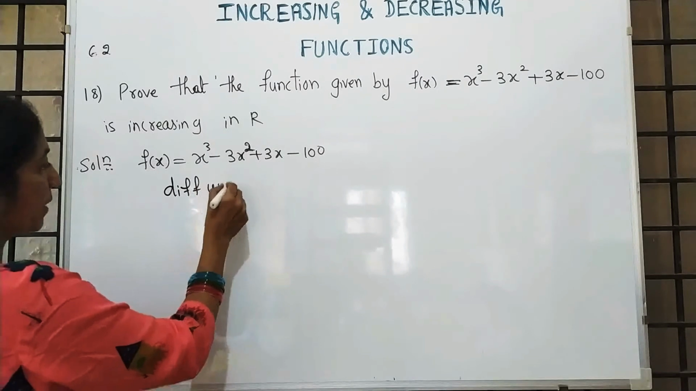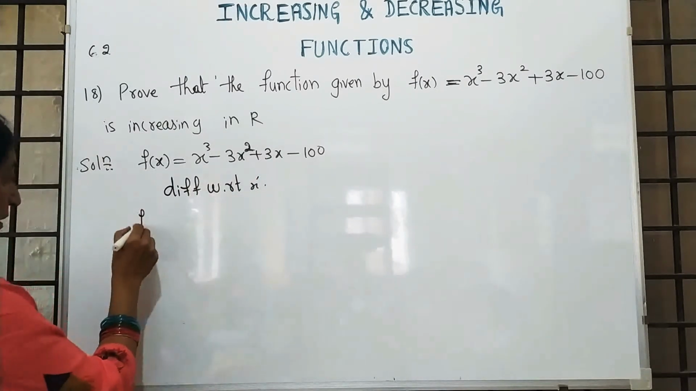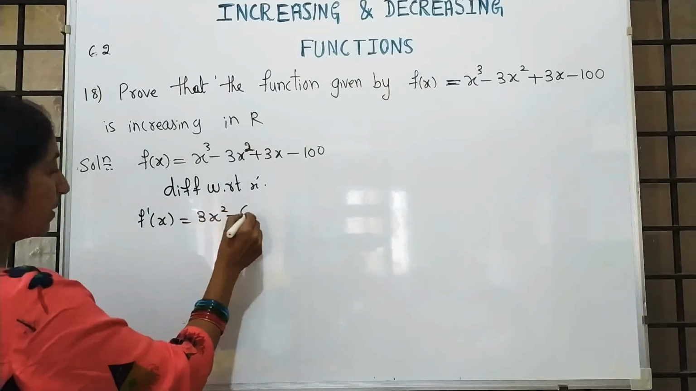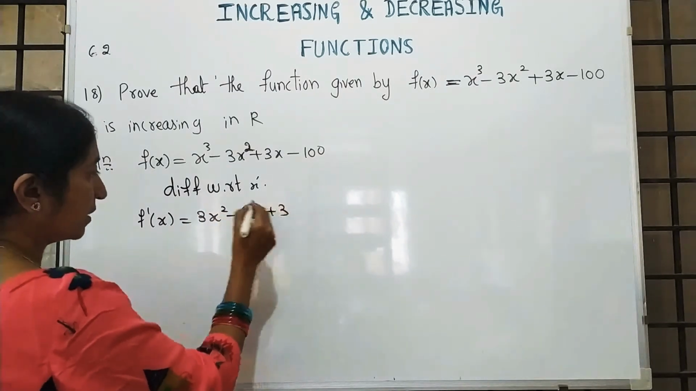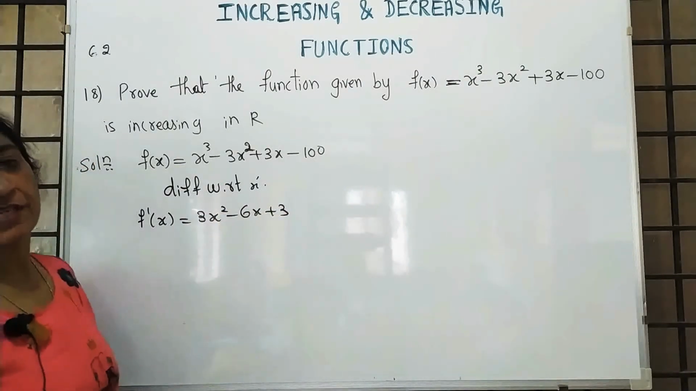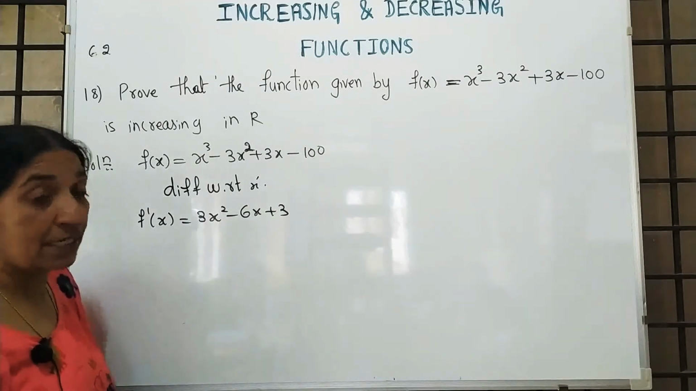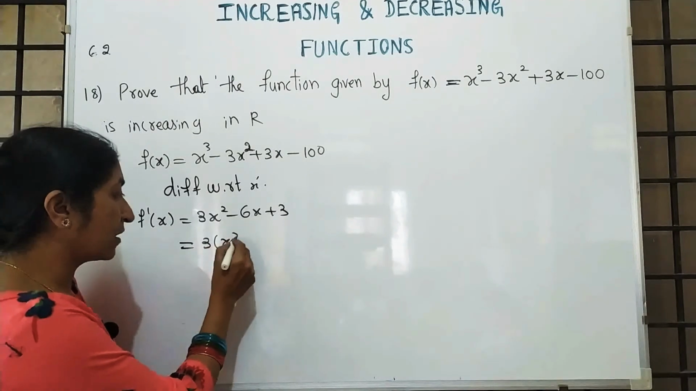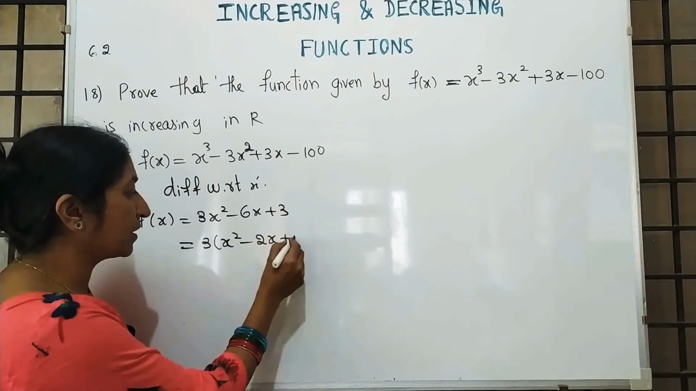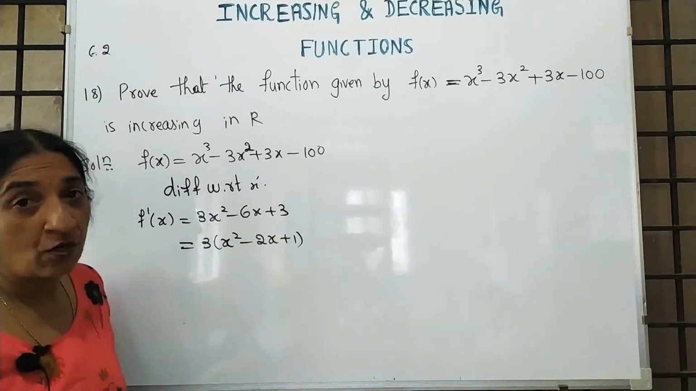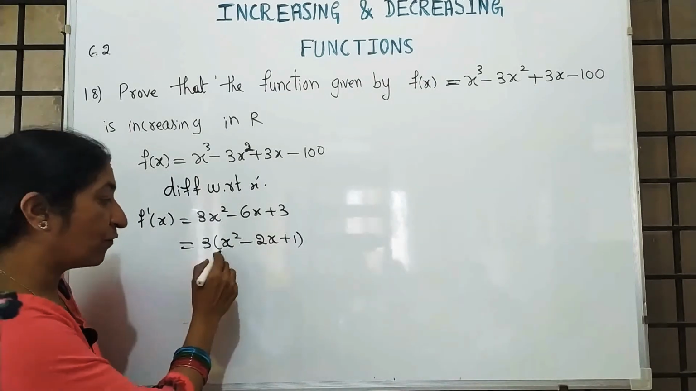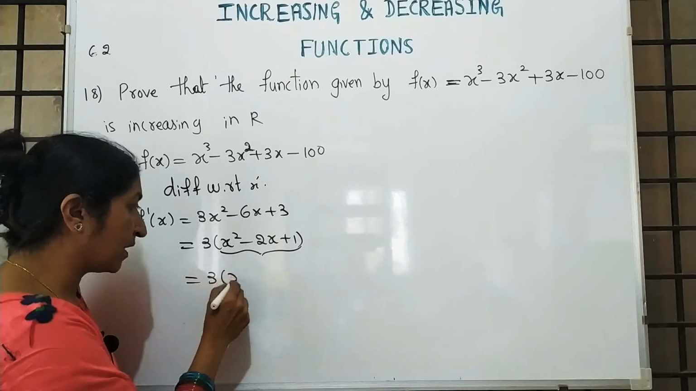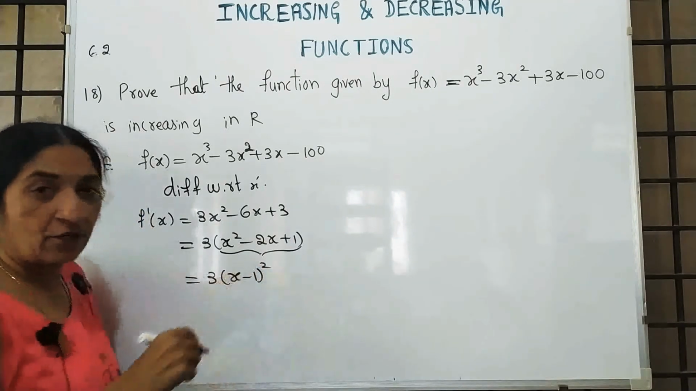Differentiating with respect to x, f dash of x is equal to 3x square minus 6x plus 3. With the help of this equation we cannot say how it is increasing, how it is positive. Here I took 3 common, x square minus 2x plus 1. If you are thorough in all the algebraic formulas, what does this bracket tell you? It is nothing but x minus 1 whole square, correct or not?